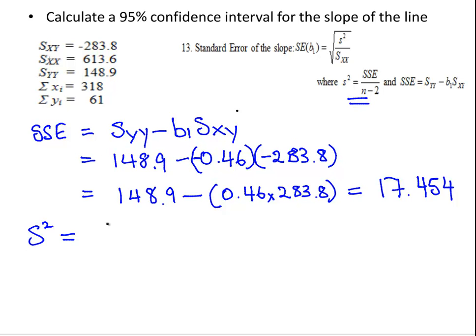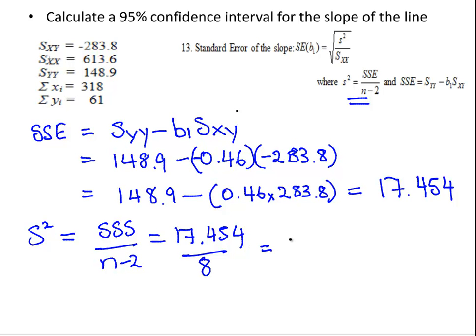Now we're going to compute S squared. S squared is simply SSE divided by n minus 2. That's 17.454 divided by 8. With a little bit of calculator work, I make that out to be 2.182. And again, just to be clear, rounding error comes into play quite a lot, so if you get an answer that's roughly approximate to that, that's fine.